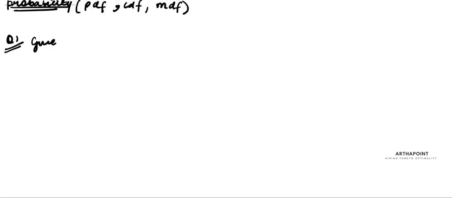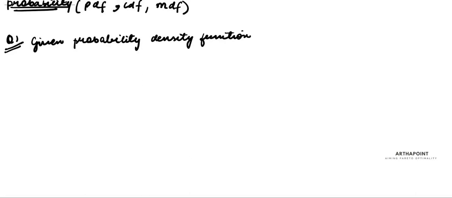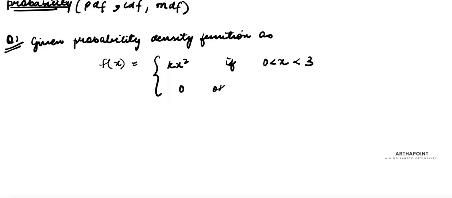It says, given the probability density function, what's the probability density function given to you? It is given as f of x is equal to kx square if x is between 0 and 3, and 0 otherwise. It says find one, the constant k.